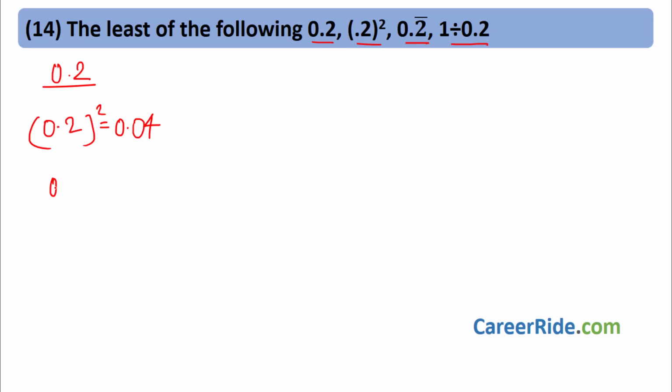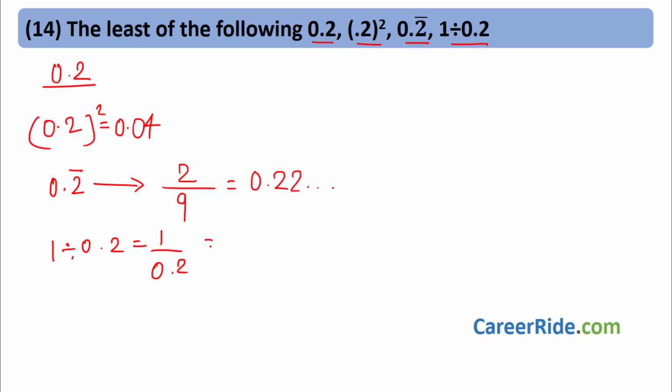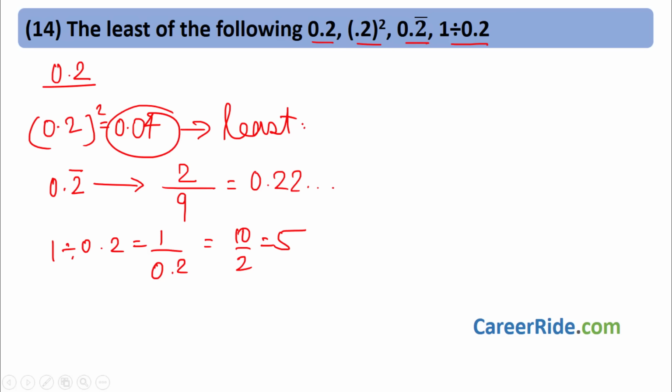Next is 0.2 bar. Now let us convert it into a normal fraction. What would be the denominator? One digit below the bar, so 9 would come over here, and the numerator would be 2. There would be no subtraction as there is no digit which does not have a bar. So that is 2 by 9, 0.2222 and so on. Then we have 1 divided by 0.2, 1 upon 0.2, that is 10 upon 2, that is 5. Clearly 0.04 is the least. Question number 15.